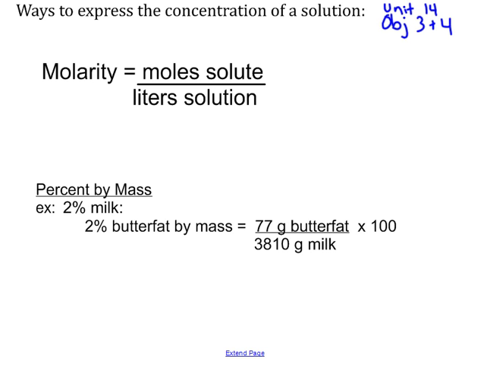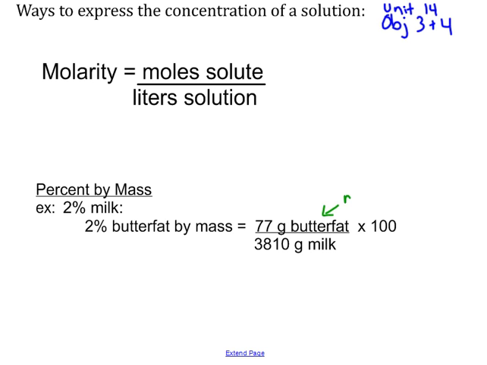The two most prevalent ways that we will express concentration is molarity, which is the moles of solute divided by the liters of solution, and the percent by mass, which is expressed as a percentage as the mass of the solute divided by the mass of the entire solution.